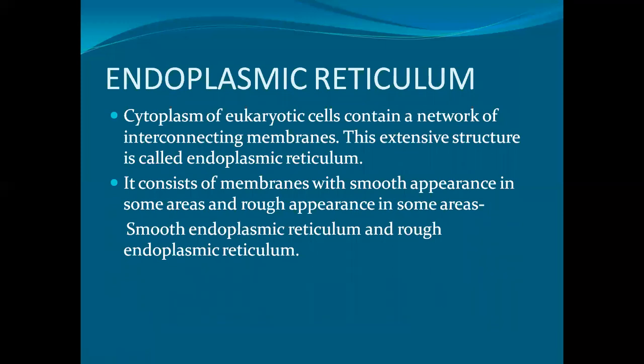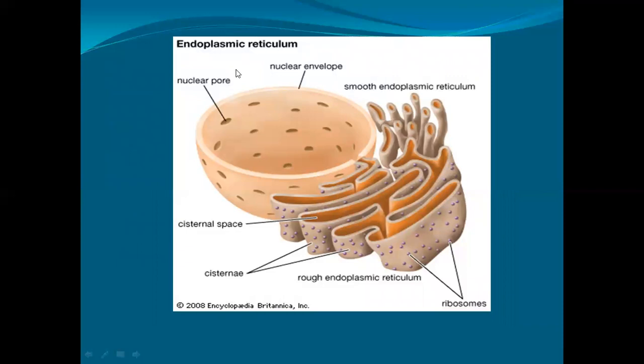Next is the endoplasmic reticulum. The cytoplasm of eukaryotic cells contains a network of interconnecting membranes, and this extensive structure is called the endoplasmic reticulum. It consists of membranes with a smooth appearance, known as smooth endoplasmic reticulum, and membranes with a rough appearance because of granules, known as rough endoplasmic reticulum. So this is the structure of the ER. You can see the pores here, the nuclear pore, the nuclear envelope.